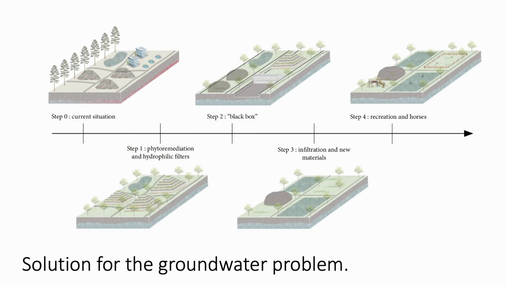My solution for the problem is a 4-step process that makes the end result a safe environment where there is no more waste and where we have an elevated groundwater level with clean water. In this way, the place would also get a new function. I have chosen a recreational park where horses can also be accommodated.